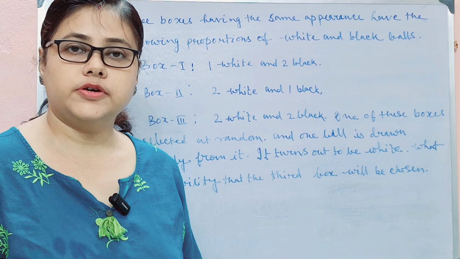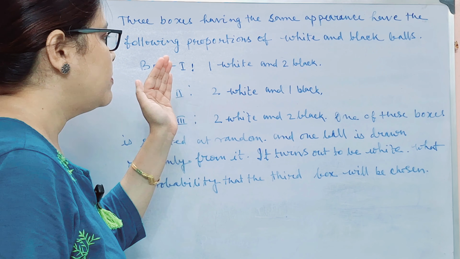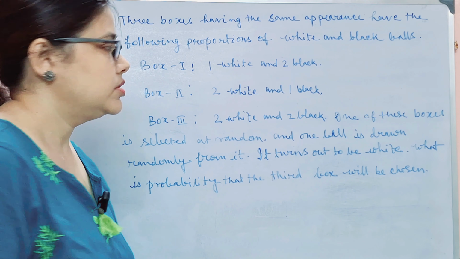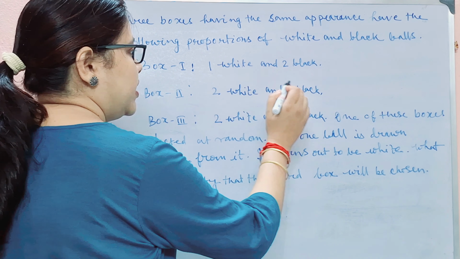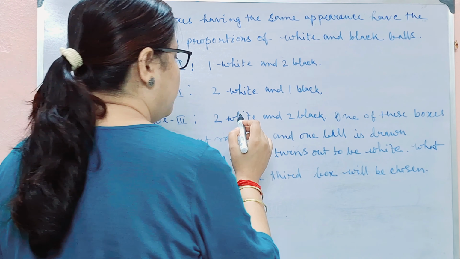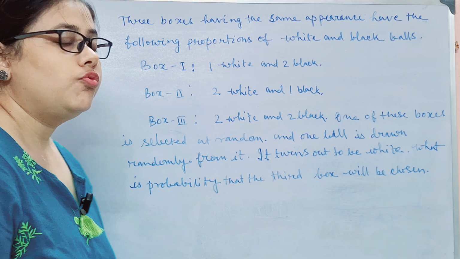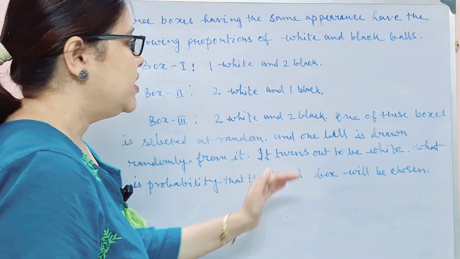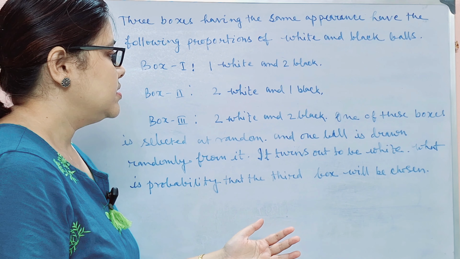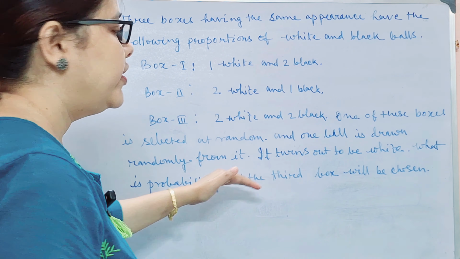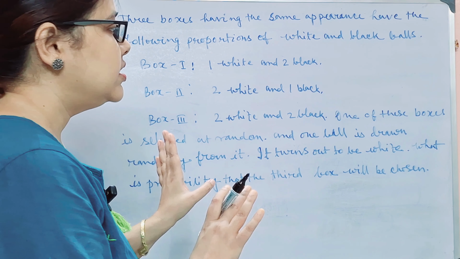The problem is like this: three boxes are there with these proportions of white and black balls. Box 1 contains 1 white and 2 black balls, box 2 contains 2 white and 1 black ball, and box 3 contains 2 white and 2 black balls. Now two events are there. The first event is that one of these boxes is selected at random, and the second event is that one ball is drawn randomly from it and it turns out to be white. So these are the two events.